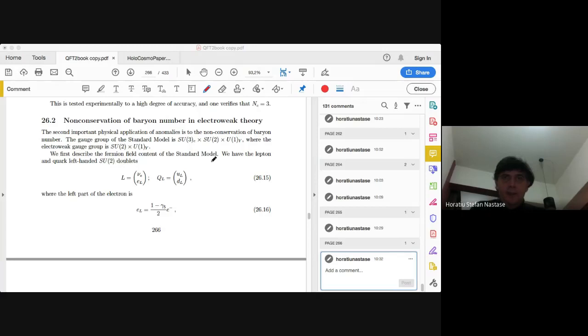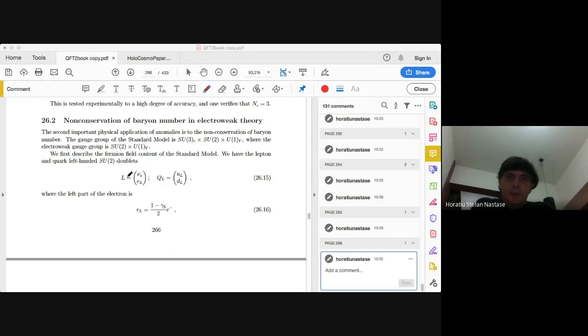So let's describe the fermion field content of the standard model. We have leptons, meaning things like electron and neutrino: electron, electron neutrino, muon and muon neutrino, and tau and tau neutrino. These are the SU2 doublets. They are doublets under this SU2, and they're also left-handed, so we call them L.